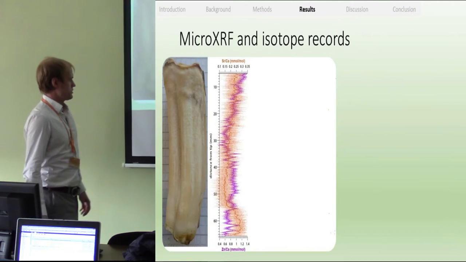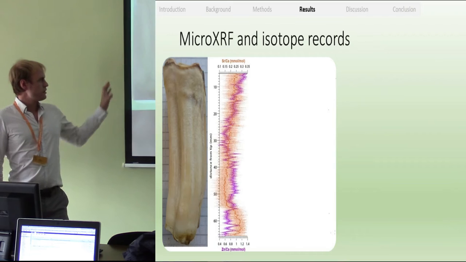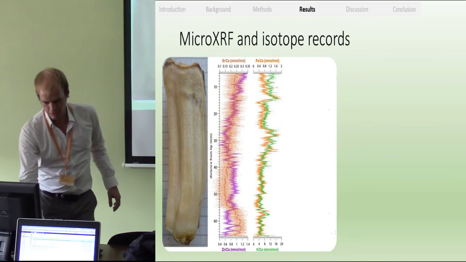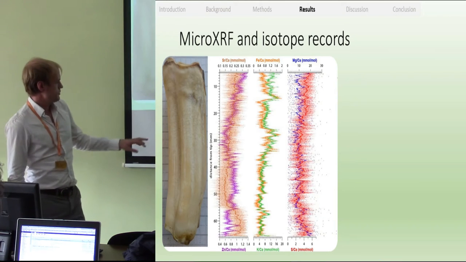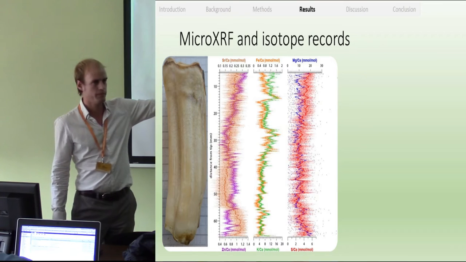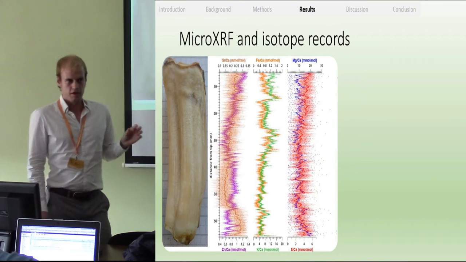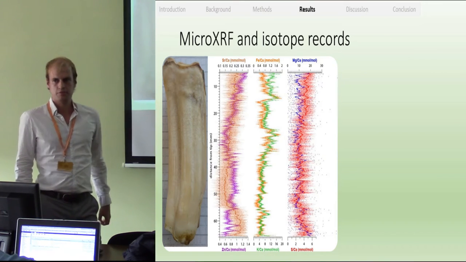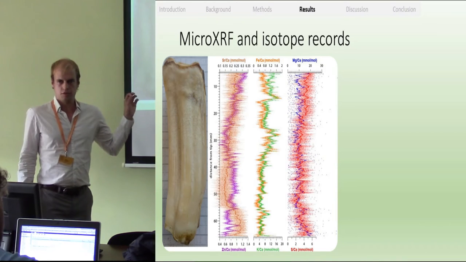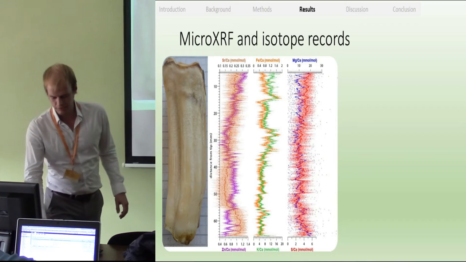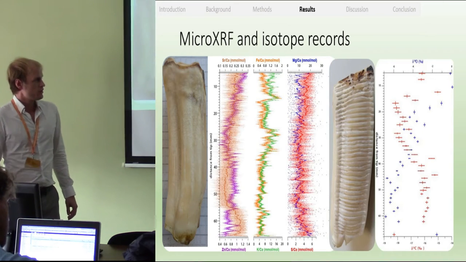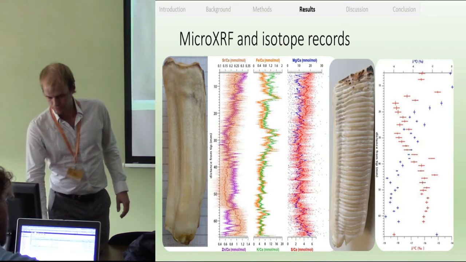So first, the micro-XRF. Basically, you put in the teeth, and as you see, it can go to very high resolution, and you get these records of different trace elements: strontium, iron, potassium, sulfur, magnesium. If the time that you measure per point is long enough, then you can make nice quantitative profiles of these elements and compare them with oxygen and carbon isotopes to see how they relate to each other.